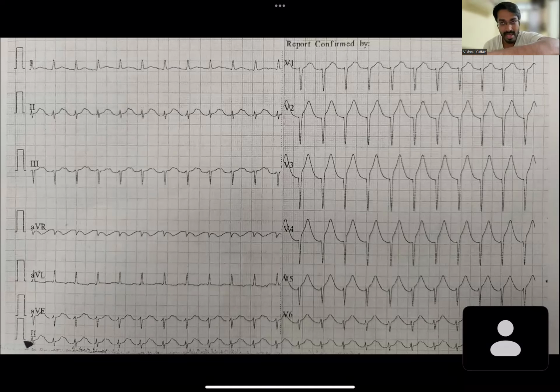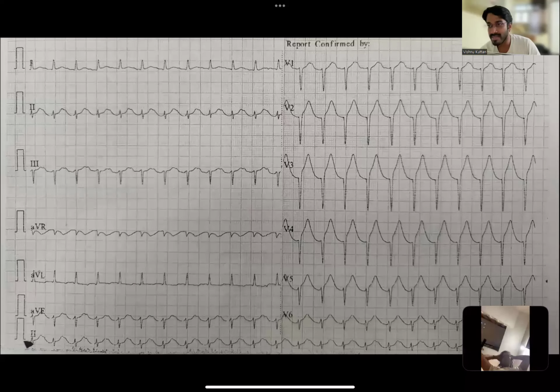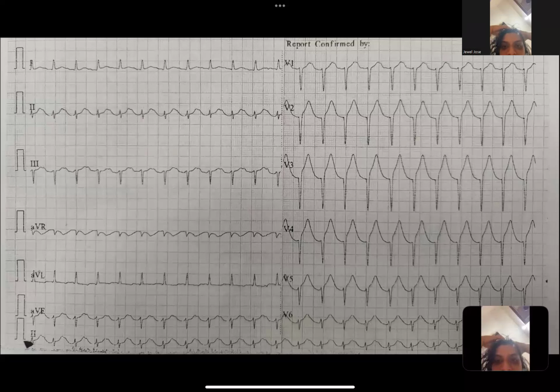But just think of this ECG as a heart rate of 180 and comment on how the rest of the things are. Just take this as a heart rate of 180 and tell me what it is. That's all. Anyone?